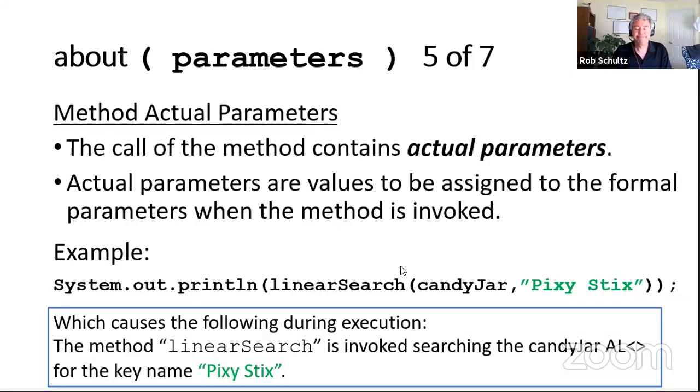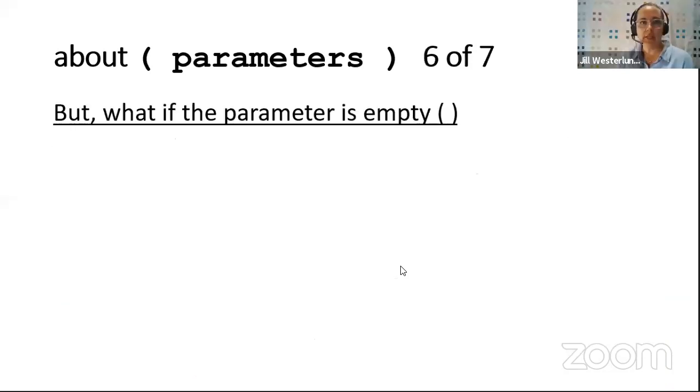We're going to do it when we do Crazy Eights on Friday. There's a linear search in that because we have to search a hand for a specific card. So we'll call findCardInHand, which is our linear search. We'll give it the deck that we're searching, and we'll give it the card that we're looking for. So we can use linear search in a lot of different ways. During execution, the method linearSearch is invoked, searching the candyJar ArrayList for the key name Pixie Sticks.